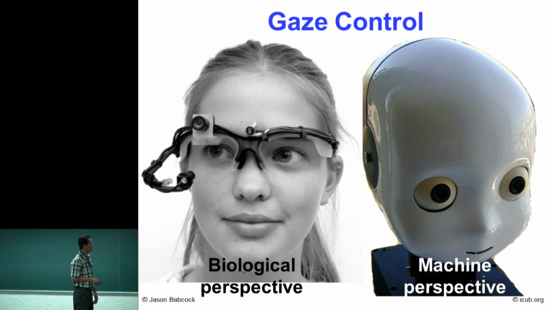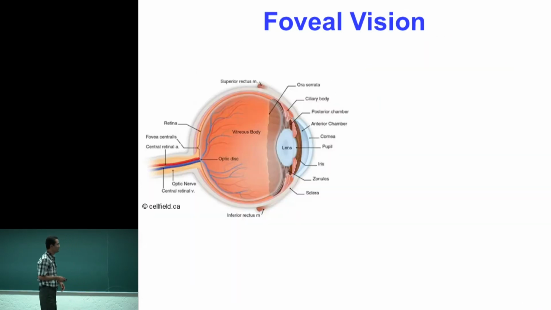So just to give you an introduction about this topic, I'm going to talk a little bit from the biological perspective. I think that's a good way to start, because that's what we do. And then I'm going to talk about how we managed to model some of these gaze controllers and apply them to a robot, okay? So the first thing that we need to understand is how the eye works.